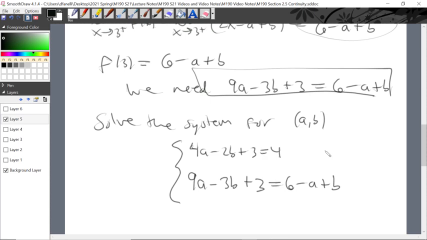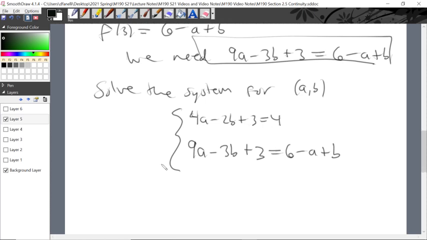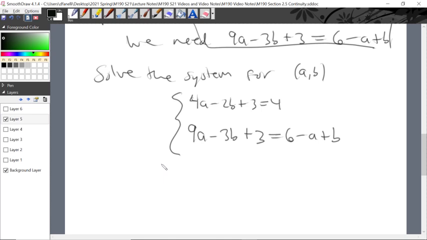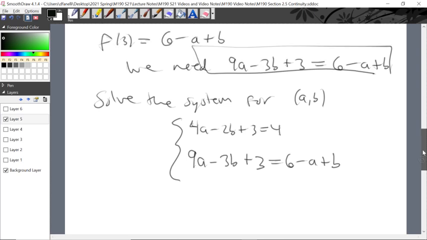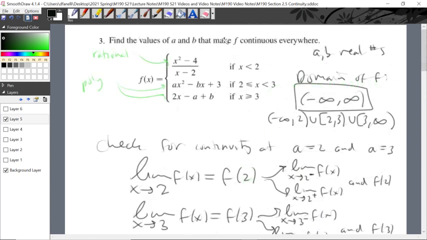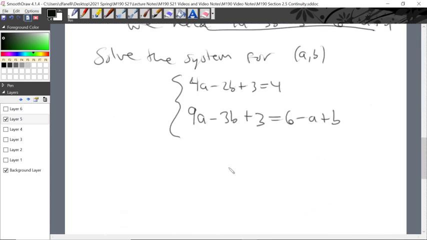It would be advantageous to put them both into a standard form. So write them in the form where you have your a's and your b's on one side and your constant on the other, and then you can solve the system by the method of your choice, such as substitution, elimination, or by using a matrix, if you wanted to do it that way. Find out the values of a and b, and that'll complete the exercise. Find the appropriate values of a and b, and you would have a function that is continuous everywhere. So you can try that now. Solve for a, and then solve for b.